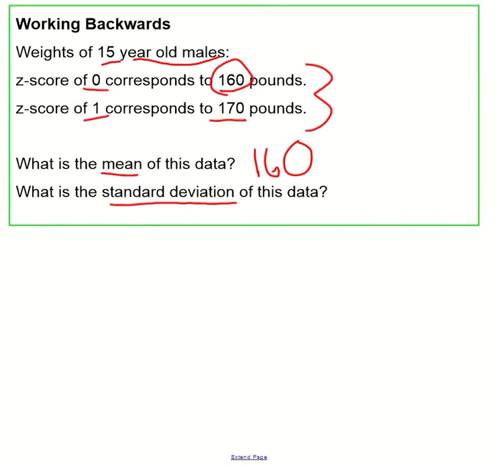Remember, however far one standard deviation is, that gives us the standard deviation. From 160 to 170 is 1 standard deviation, so the standard deviation is 10 pounds. And our mean was 160 pounds.